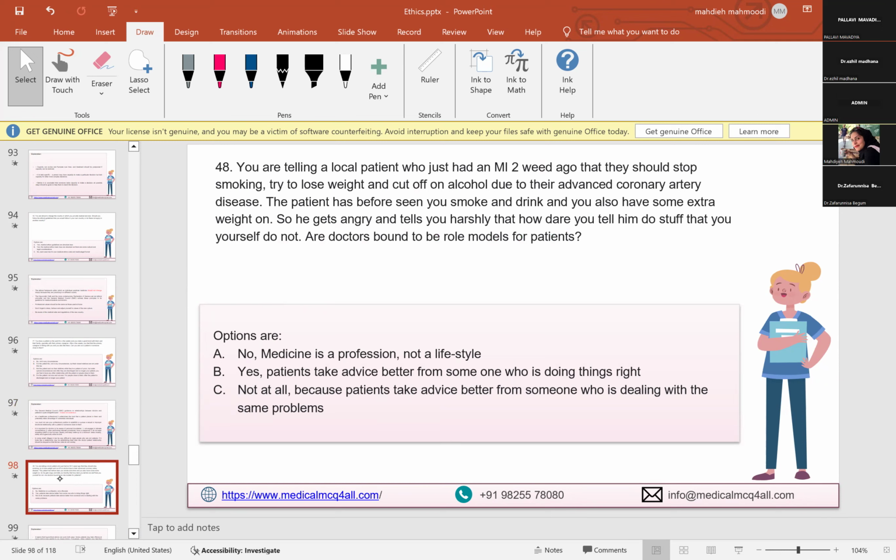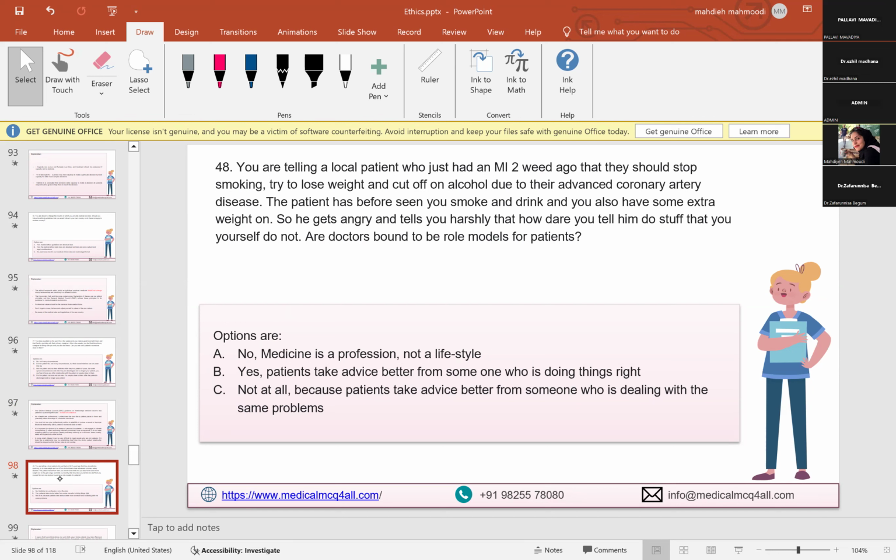You're telling a local patient who just had an MI 2 weeks ago that they should stop smoking, try to lose weight, and cut down on alcohol due to their advanced coronary artery disease. The patient has seen you smoke and drink before, and you also have some extra weight on. So he gets angry and tells you harshly, how dare you tell him to do stuff that you yourself do not. Are doctors bound to be role models for the patients?